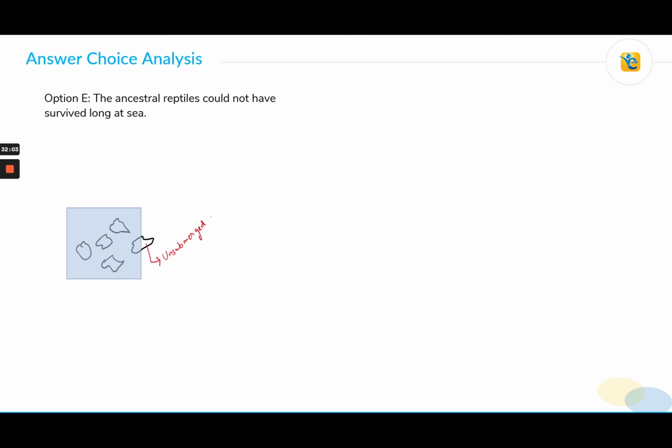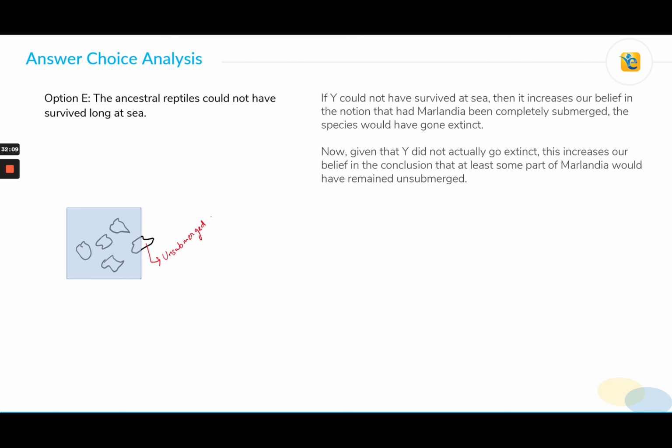And you can immediately see the magic of pre-thinking. You can see that this is exactly what you pre-thought. In fact, this is our pre-thinking one. Option E says the ancestral reptiles, or in other words, in this case for us it's ancestor Y, could not have survived long at sea. Or in other words, it's eliminating the possibility of Y surviving because it had the necessary adaptation to survive on water or underwater.